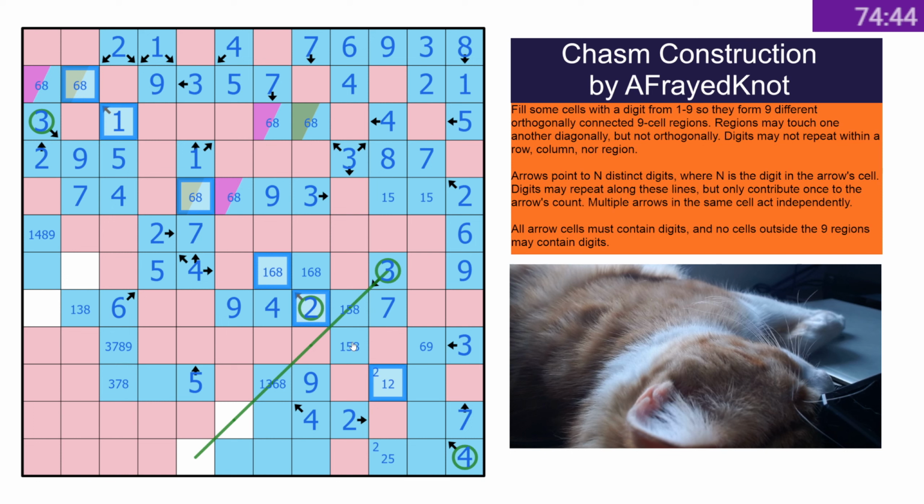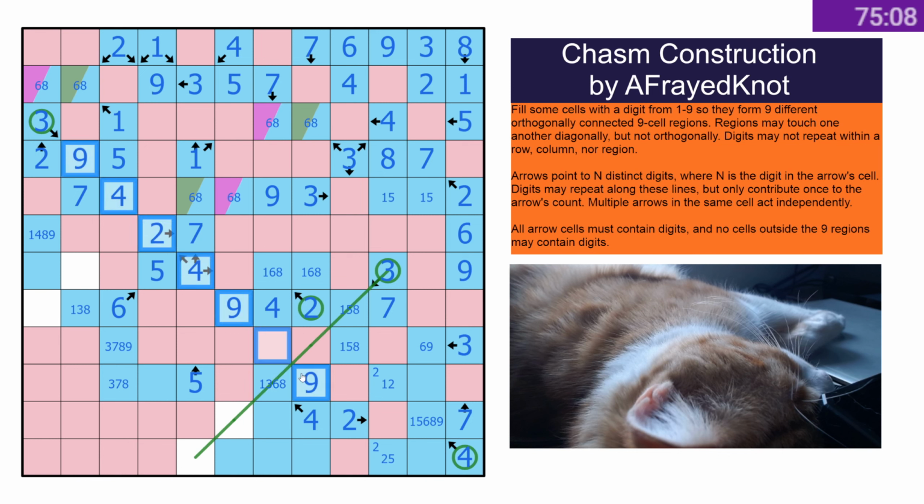So if that was 1, then this would be a new cell. I don't know. Let's just pencil mark this and see if I see something. Maybe not. These two are different. Or am I just not seeing this diagonal? That has to be a 2, doesn't it?